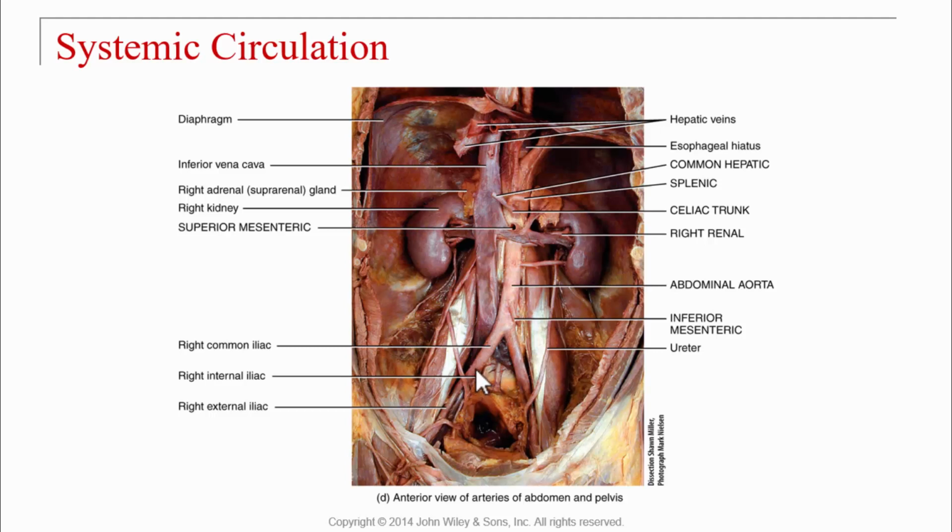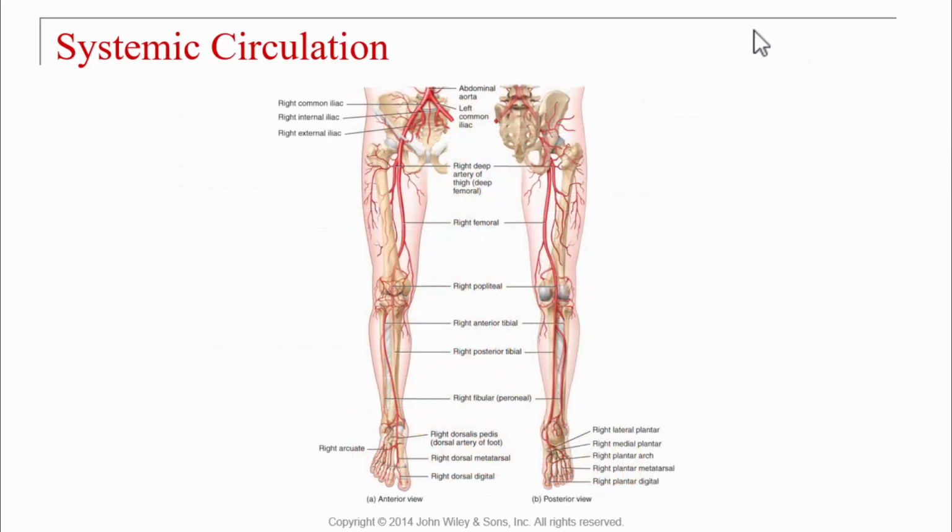Continuing past the internals are going to be the external iliacs. And as it goes underneath the inguinal ligament, it becomes the femoral artery. So looking at that in the graphic here, in the picture, we have again our common iliac, our internal iliac, external iliac, underneath the inguinal ligament, the femoral artery, the deep femoral artery.